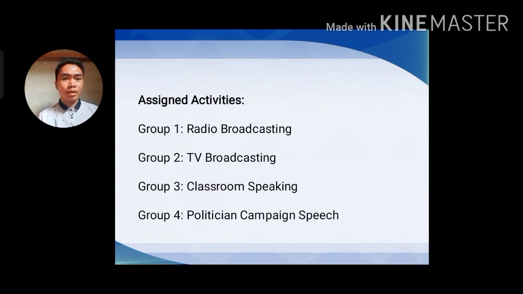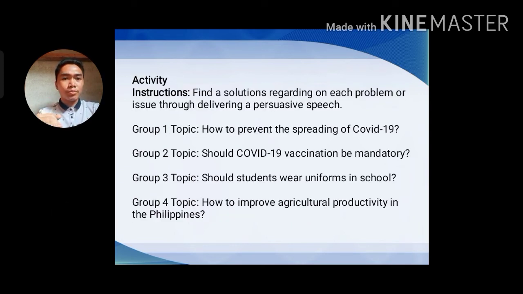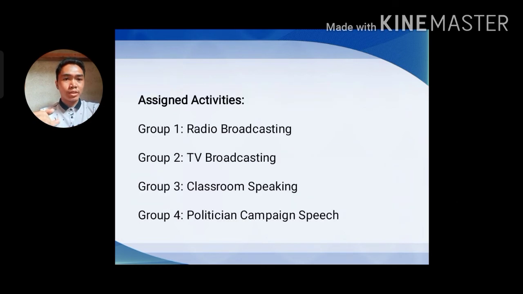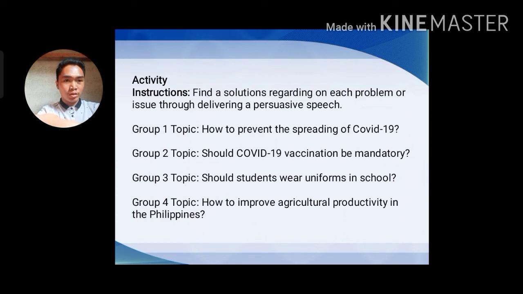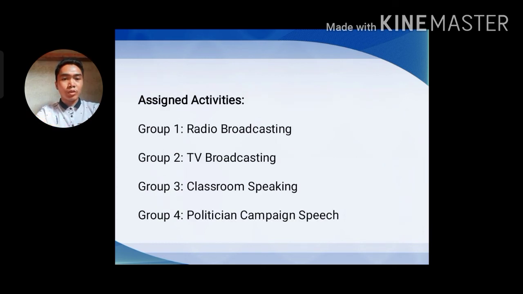Group 1, you are going to solve this problem, how to prevent the spreading of COVID-19, and you will deliver it through persuasive speech, which is radio broadcasting. In Group 2, TV broadcasting. In Group 3, classroom speaking. In Group 4, you will deliver your speech through politician campaign speech setting.